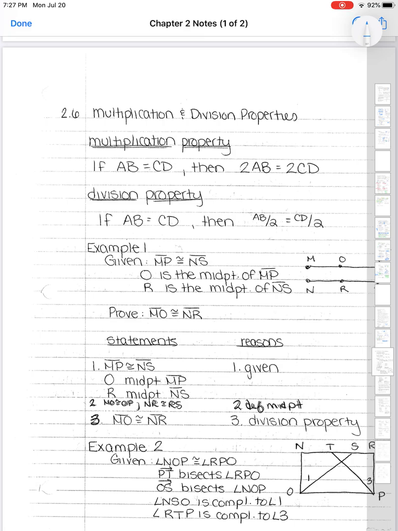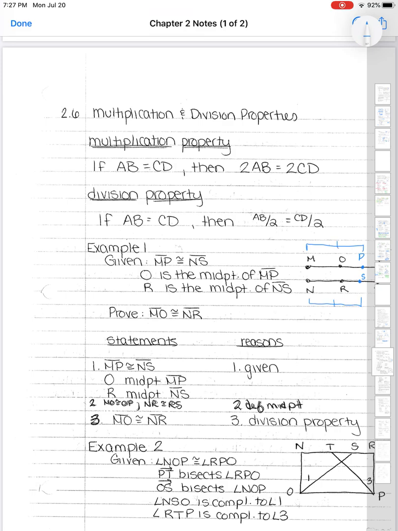All right, next two properties are the multiplication and division property. So multiplication, you're increasing by the common number. If AB equals CD, then if I double the left, I need to double the right. For division, if I start with the same segments, AB and CD, and I cut one in half, then I have to cut the other in half for them to maintain the same amount.